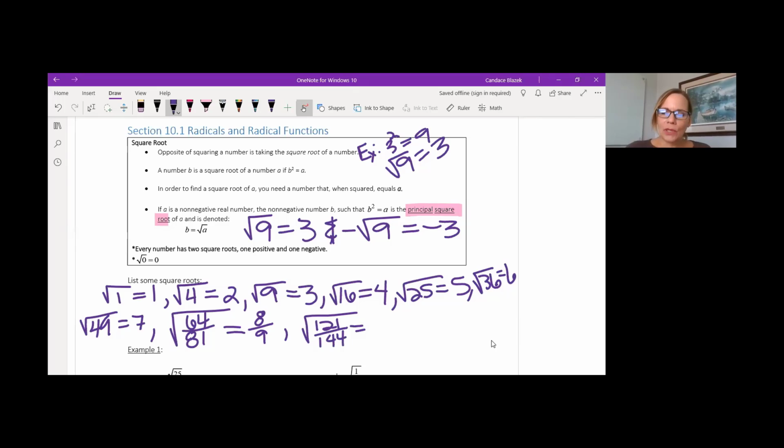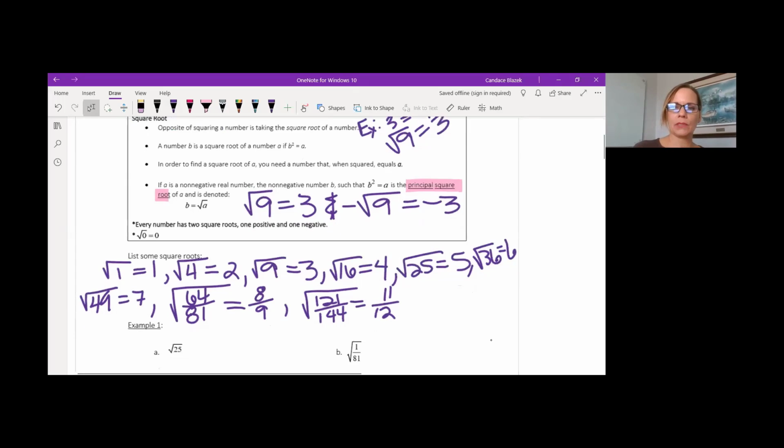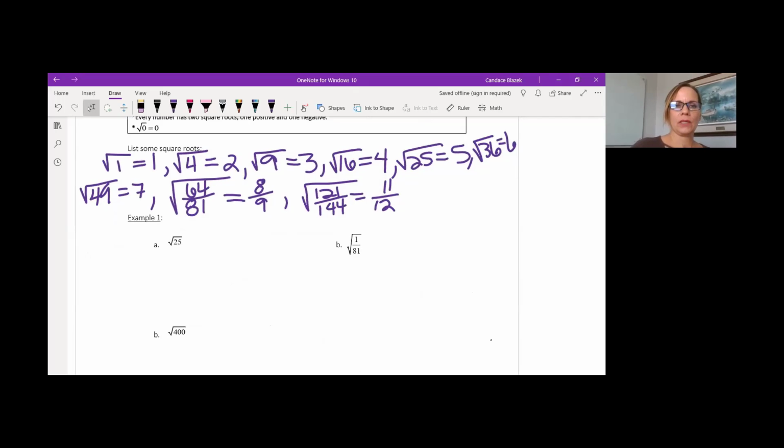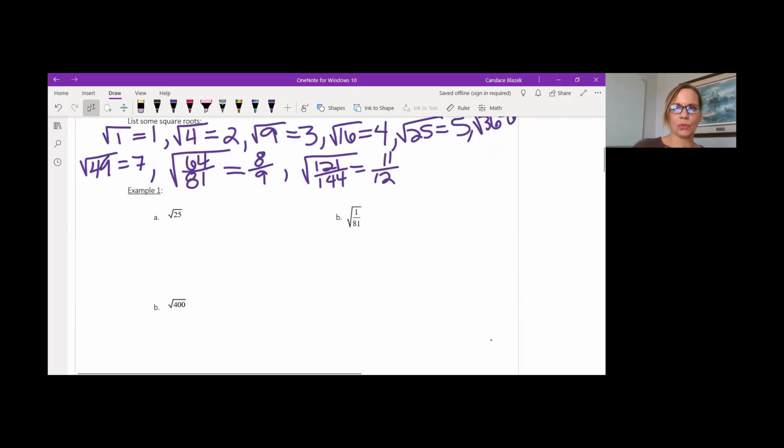Well, the square root of 121, that actually is a perfect square, 11, and the square root of 144 is 12. And we're going to be working with simplifying these radicals or these square roots more. All right, so let's go ahead and take a look at just, we could continue the list and write on forever, but we're going to move on to some examples. And I just want us to take the principal square root of some numbers.